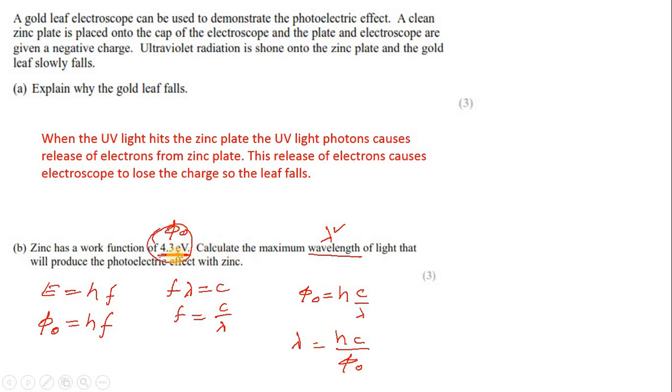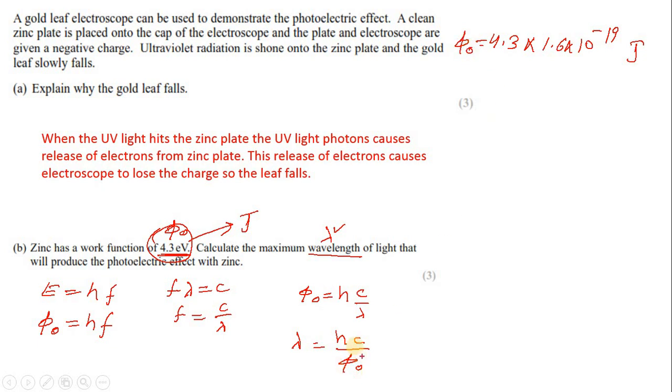So before substituting this 4.3 into the formula, we need to convert this electron volt into joule. Don't forget, electron volt needs to change into joule. And how do we do that? So 4.3 electron volt is multiplied with 1.6 into 10 to the power minus 19. Now if you multiply this, then this will be in joule. So this is phi naught in joule.